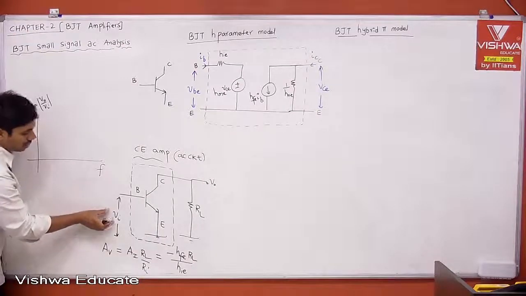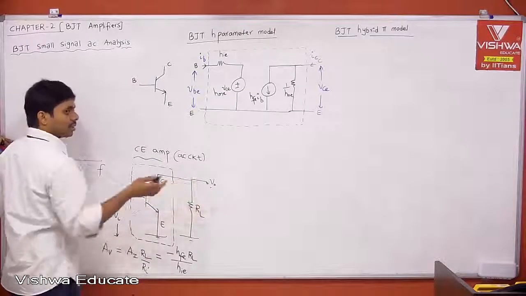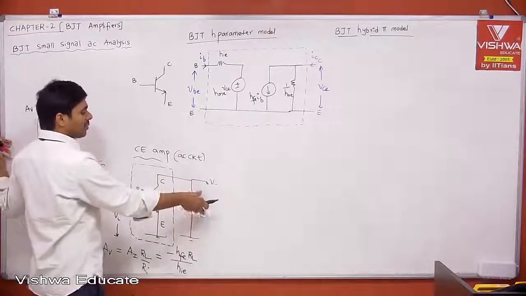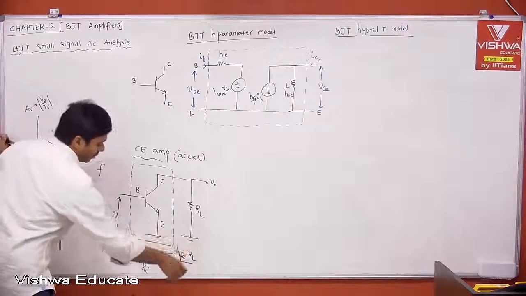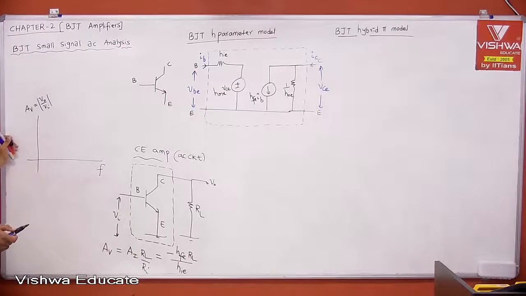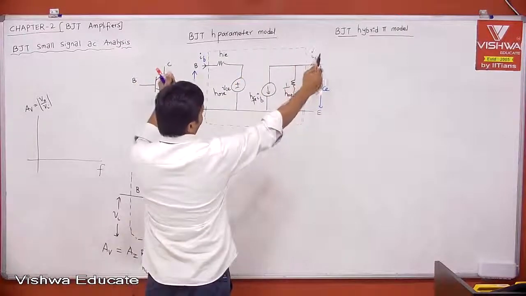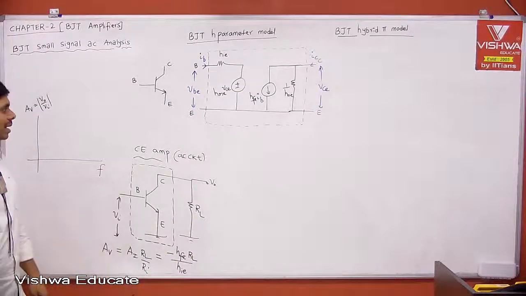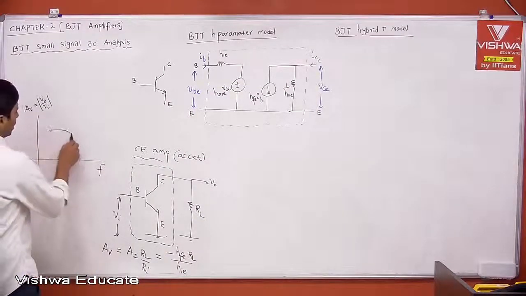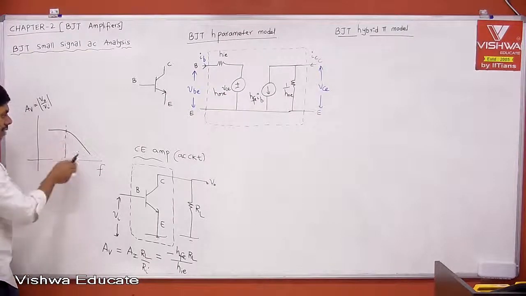But if you increase your input signal frequency, then your output signal will be attenuated for some reason. Your output signal is attenuated at high frequency, and the gain calculated using the H parameter model is not true. According to the H parameter model, irrespective of input and output signal frequency, the gain is simply minus HFE into RL divided by HIE. But practically, your gain will be falling at very high frequency. The gain will be reducing.